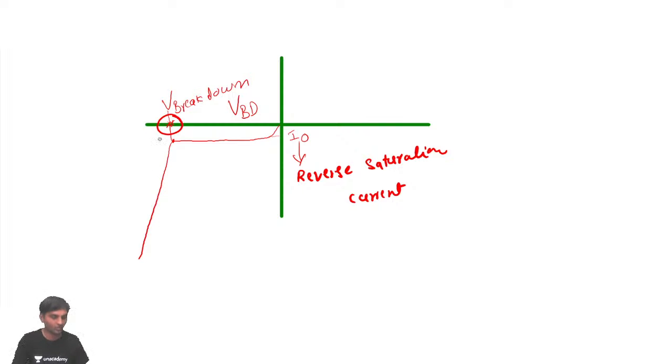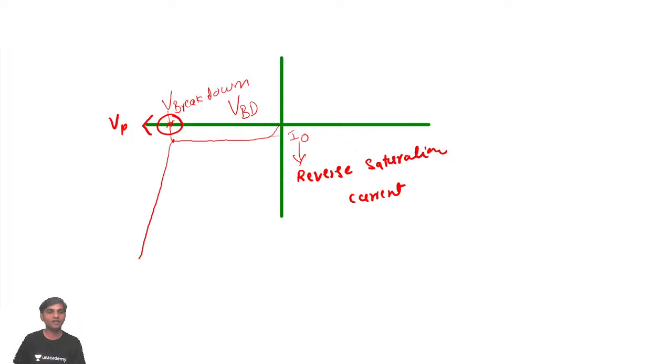I'll explain it to you, don't worry. I'll explain why this breakdown will occur. What makes this breakdown? You need not worry. But remember, there is a breakdown after crossing some voltage. This is all about reverse bias.